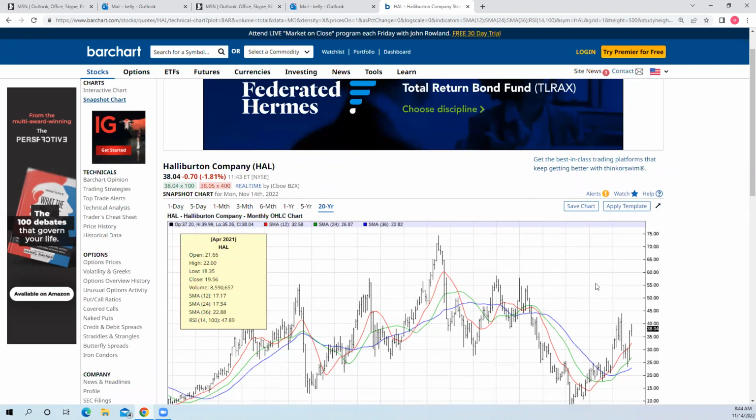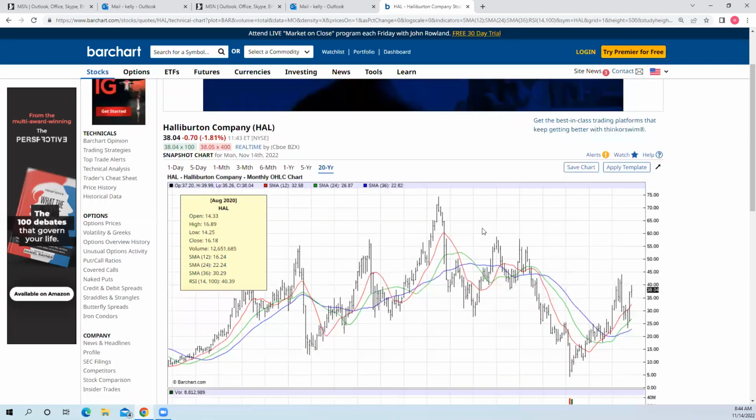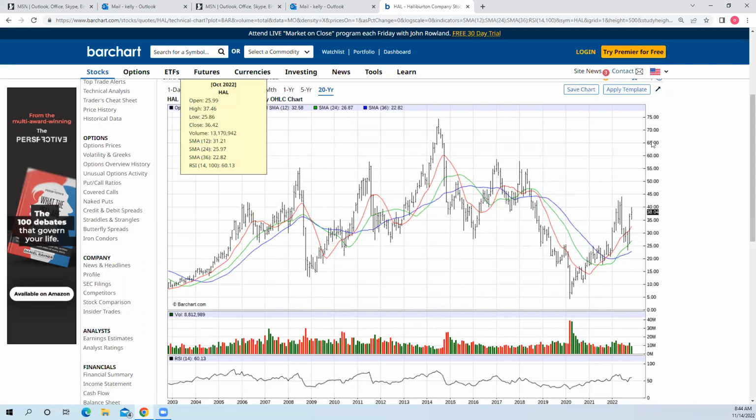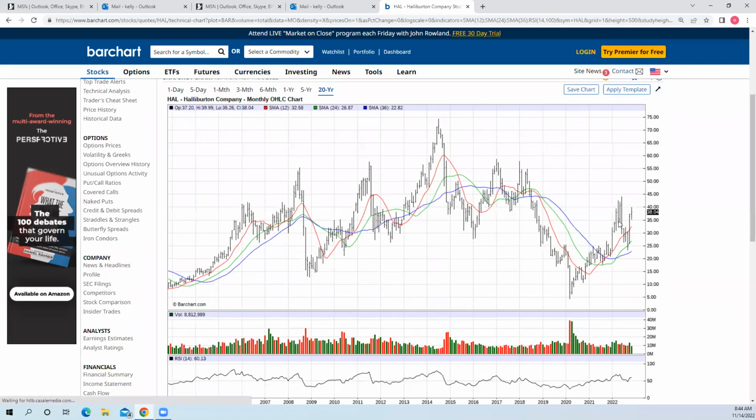Okay, so here you go. Halliburton, obviously another deal. If you look at the 20-year, can you see once it turned up, there's a lot of real estate above, right? Just like those metals that we were just mentioning. That's why I like this kind of stuff down here.